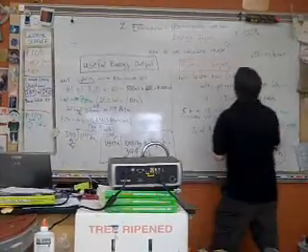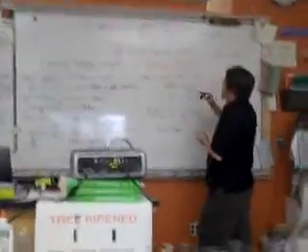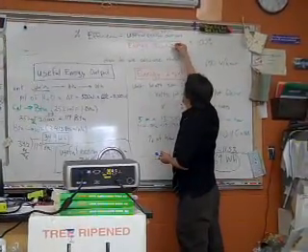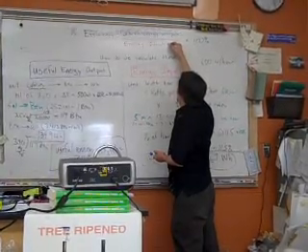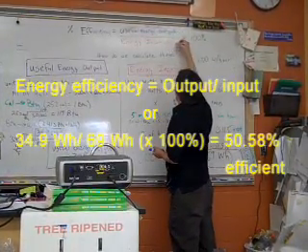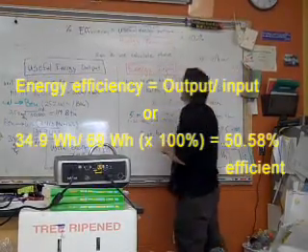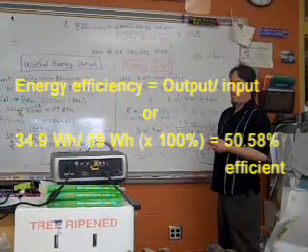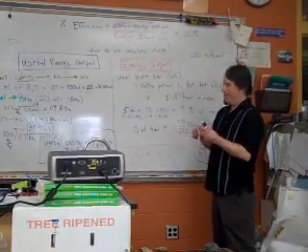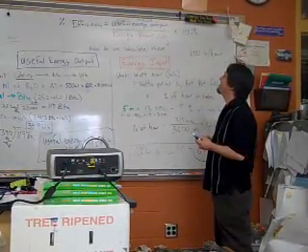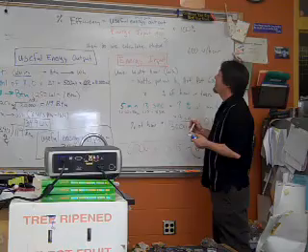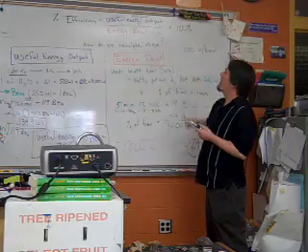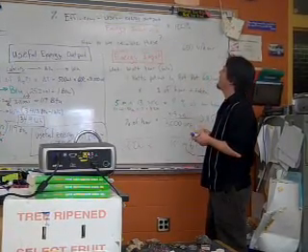And so now the last thing is to just calculate our energy efficiency. So it would be 34.9 output divided by 69 watt hours input times 100%. What would that be? Stay with it, Eric. You can do this. 34.9 divided by 69 and turned into a percentage.